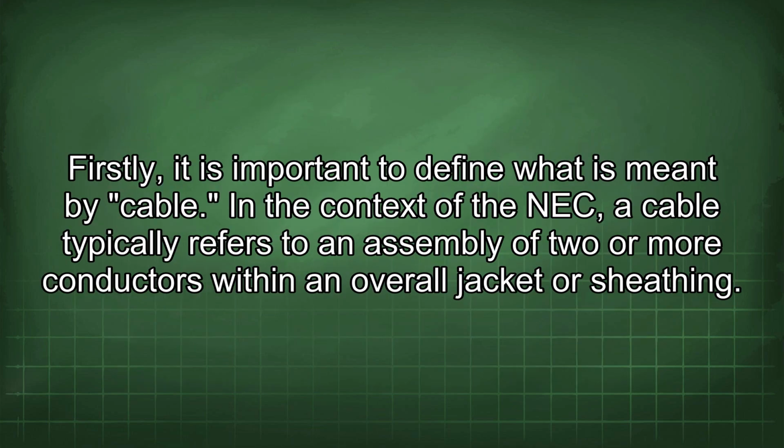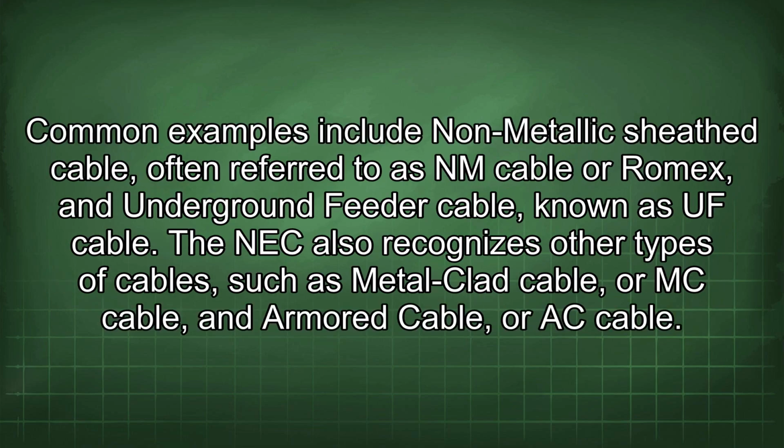Firstly, it is important to define what is meant by cable. In the context of the NEC, a cable typically refers to an assembly of two or more conductors within an overall jacket or sheathing. Common examples include non-metallic sheath cable, often referred to as NM cable or Romex, and underground feeder cable, known as UF cable. The NEC also recognizes other types of cables, such as metal-clad cable, or MC cable, and armored cable, or AC cable.